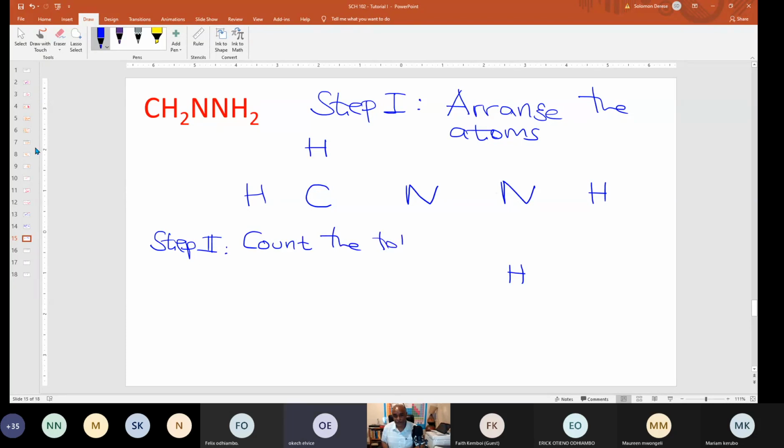Count the total number of valence electrons. So we have 3 hydrogens.